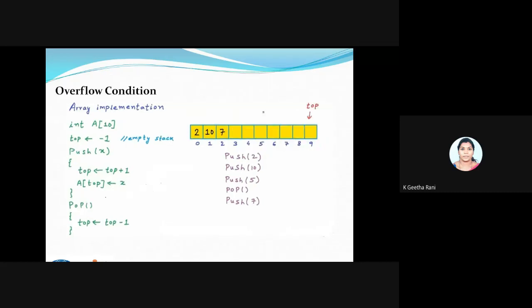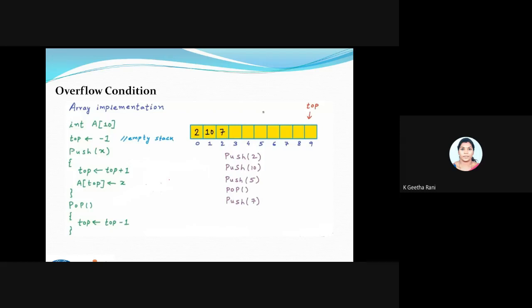Next we have a condition called the overflow condition in our array. This condition happens when I enter all the values inside my array and it reaches the maximum size. Then an overflow condition occurs. Here I can have a size a of 10. When the top reaches 9, obviously after 9 I'll have an overflow condition. I can't add more elements because I have fixed my size as a of 10.